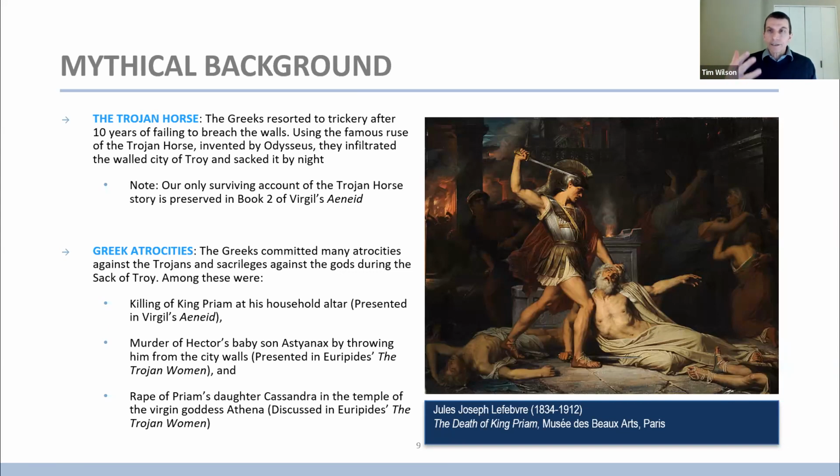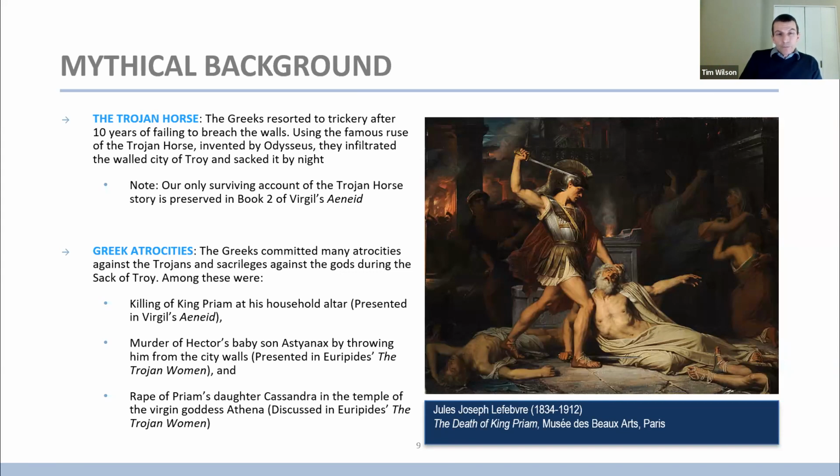So in this world, you seek sanctuary at an altar or in a temple, and the Greeks paid no heed to these pious shows of seeking the sanctuary under the protection of the gods. The Greeks ignored that and killed Priam and others in temples by the altar. The murder of Hector's baby son Astyanax by throwing him from the city walls. So this is presented in Euripides' The Trojan Women.